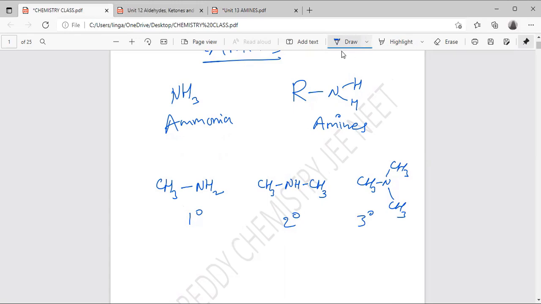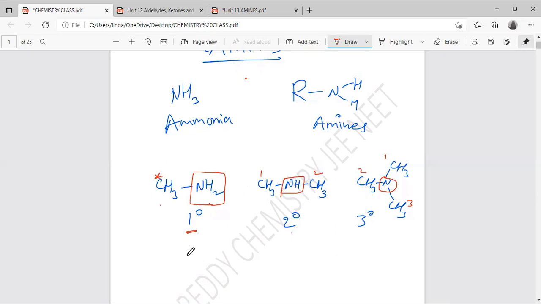Right. So here, this amine group is attached to this carbon. The amine is connected with only one carbon, that is primary. Here, this amine group is connected with two methyl groups or two alkyl groups, that's why secondary. This amine group means nothing but nitrogen. Nitrogen is connected with three groups, that's why it is tertiary.